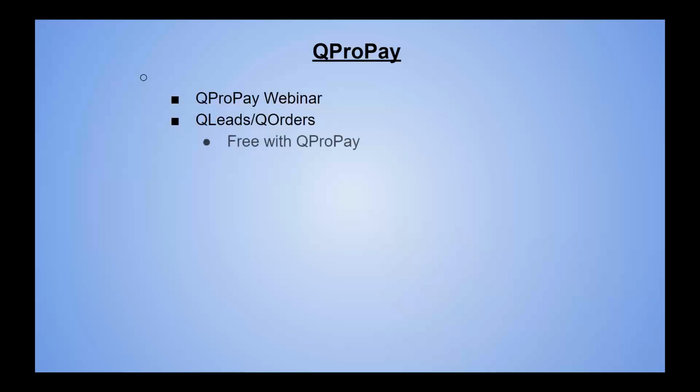I just thought I would also mention QLeads and QOrders. QOrders right now is still in beta, so it doesn't cost, but it will in the future as we release it. QLeads also costs $50 a month. If you're using QProPay, we're waiving the fees for QLeads and QOrders. Again, this webinar is really what you need to look at if you're interested in the QProPay interface.